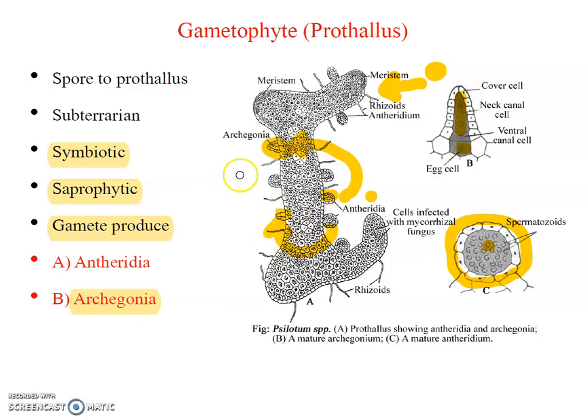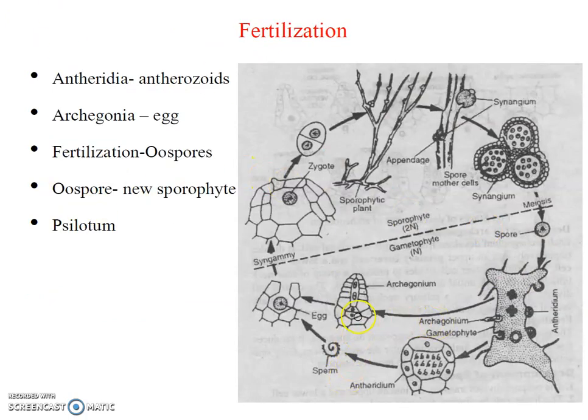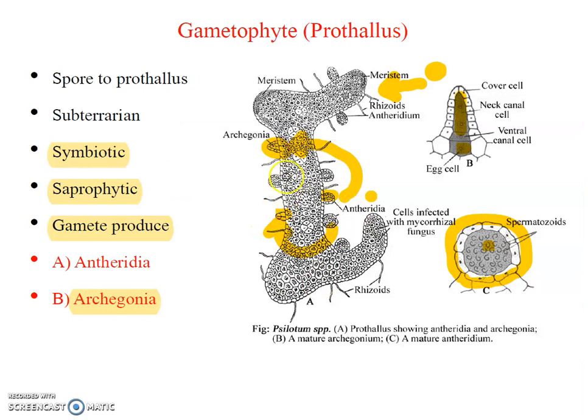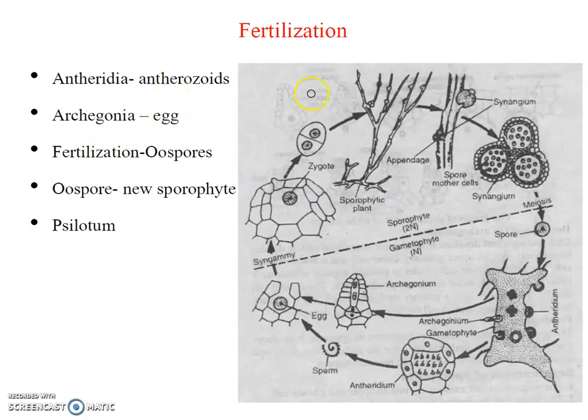That is where fertilization takes place. After fertilization, the spermatozoid and egg cell in the archegonia develop into the oospore. The zygote is called the oospore, and this oospore develops into the sporophyte, which means a new Psilotum. This is the new Psilotum.